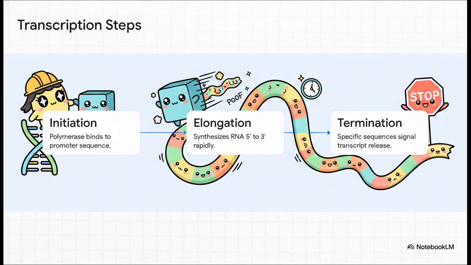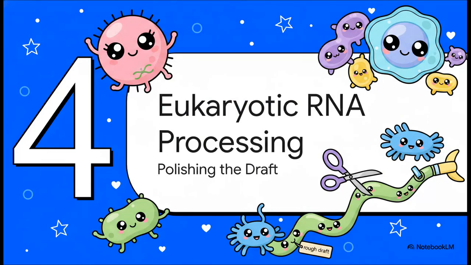It zips down the DNA, synthesizing the new RNA strand at a blazing speed of 50 to 90 nucleotides every single second. Finally, step 3 is termination. The polymerase hits very specific genetic sequences that act as a strict stop sign, signaling it to release the newly minted RNA. All right, Section 4, Processing Eukaryotic RNA, Polishing the Rough Draft.